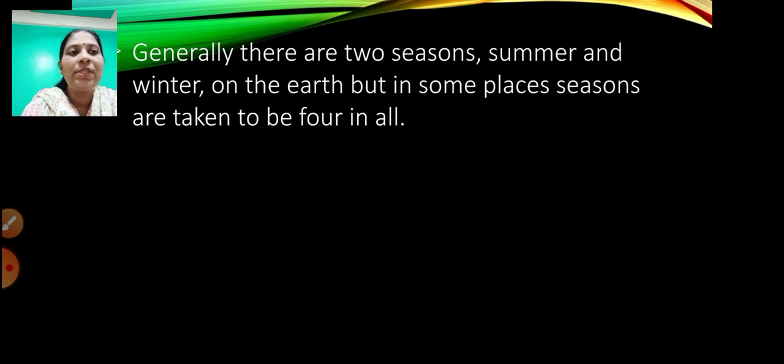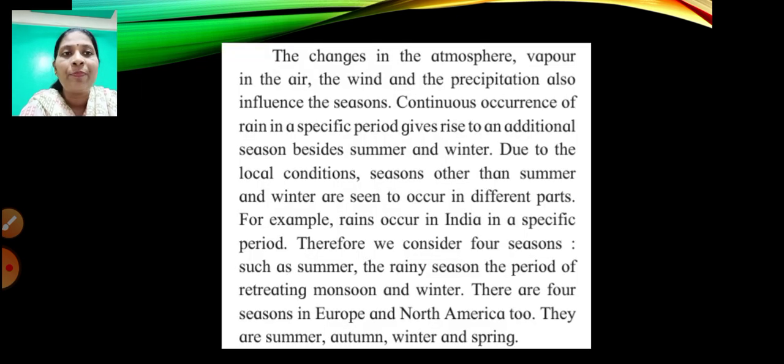Generally, there are two seasons, summer and winter, on the earth. But in some places, seasons are taken to be four in all. So generally there are two seasons, the summer and the winter, but in some places there are four seasons, in some places three seasons. It depends upon the different criteria which we have learned. Okay. Now let's see over here.